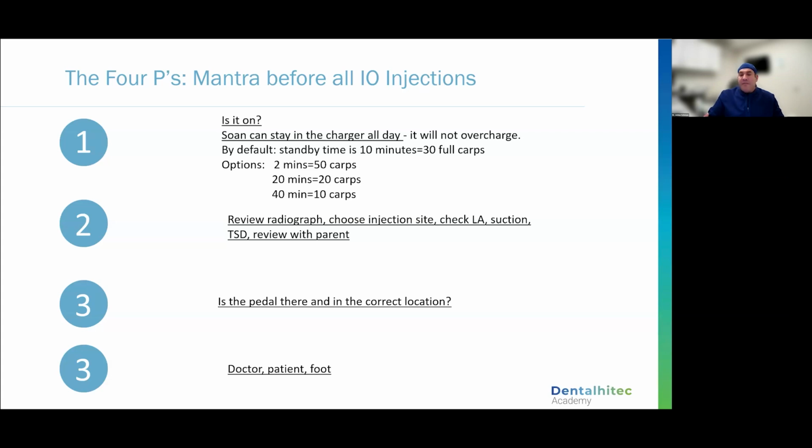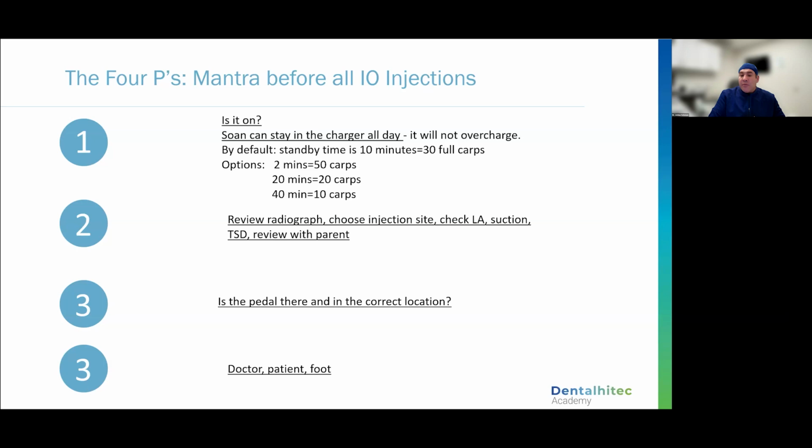Then number 2, before we approach our patient, we need to review the radiographs. We should not be giving any intraosseous delivery of local anesthetic without looking at a radiograph. We need to look at where our injection site is appropriate. Is there anatomy in the way? What does our bone level look like? Is there infection there? Do we not have organized bone where it's an appropriate site for that delivery of local anesthetic?